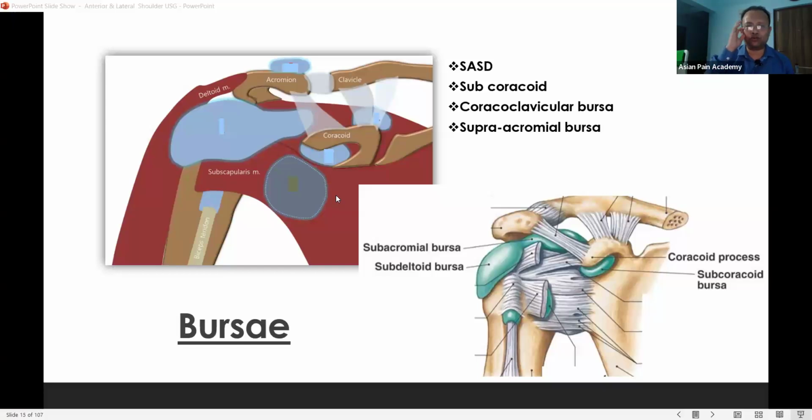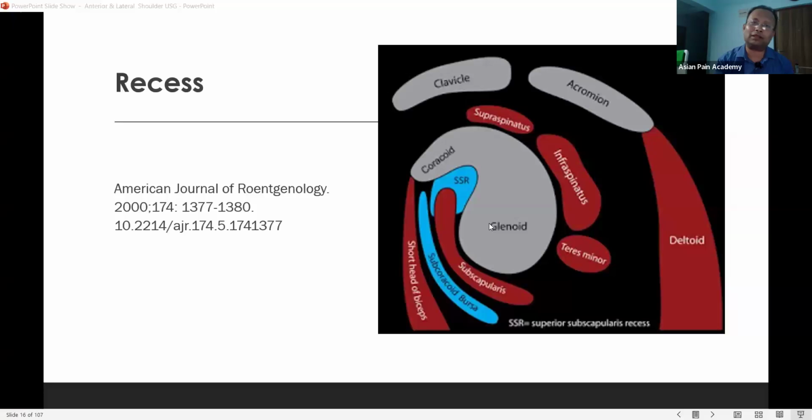So here the main two bursas which are important, one is SASD, subacromial subdeltoid bursa, for bursitis purpose, because we are ultimately dealing with patients clinically, and another is subcoracoid bursa. Here see one thing, in this picture you are seeing a sagittal section from one side. Just think in that way, I just write it. So think this is anterior side.